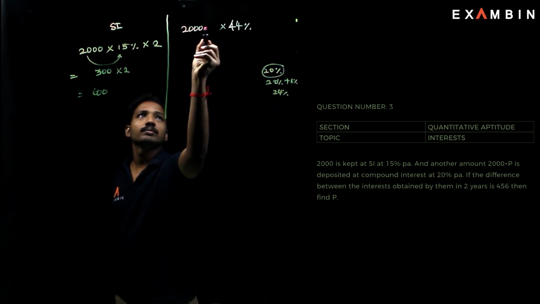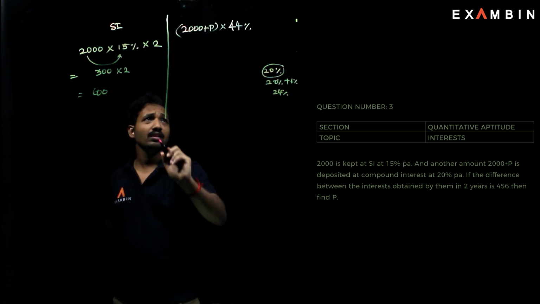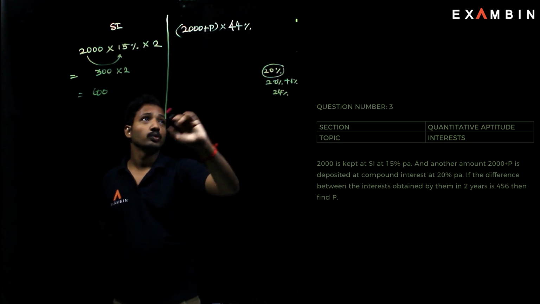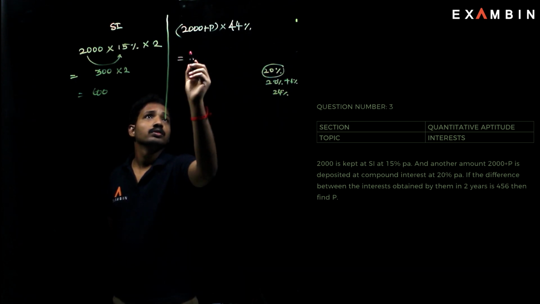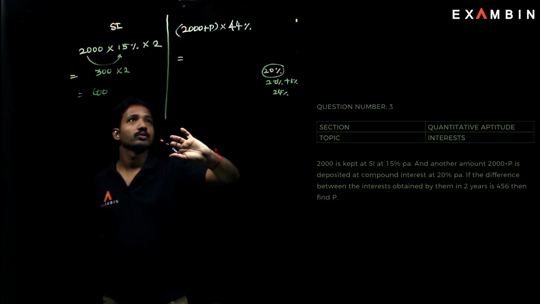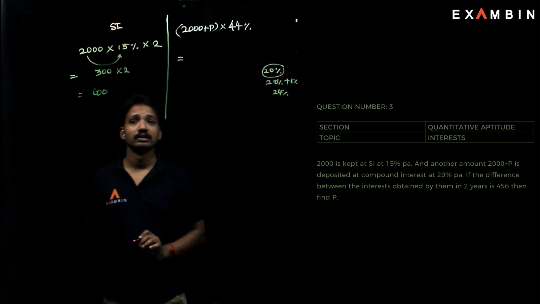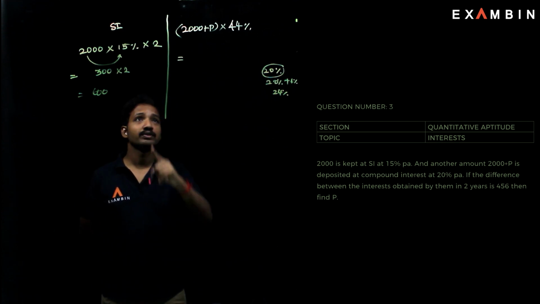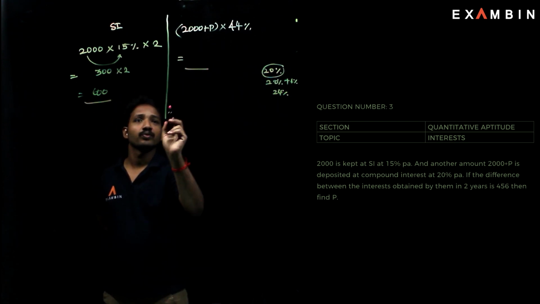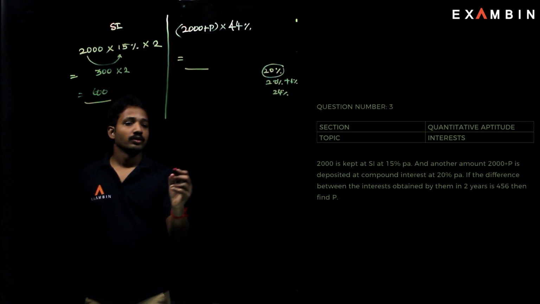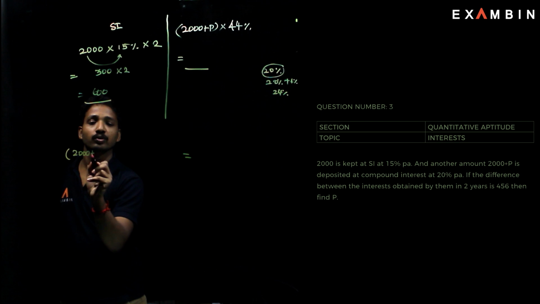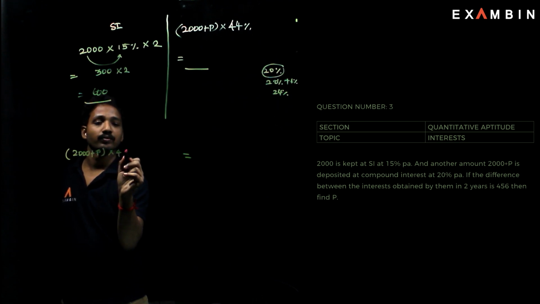The amount is 2000 plus P. Here P is not given, so we cannot find the final value. I'm just keeping it as it is, 2000 plus P into 44%. I cannot go further on this. The next data given in the question is that the difference between the interest earned from this value and this value is 456. So putting this into the equation, 2000 plus P into 44% minus 600 equals 456.